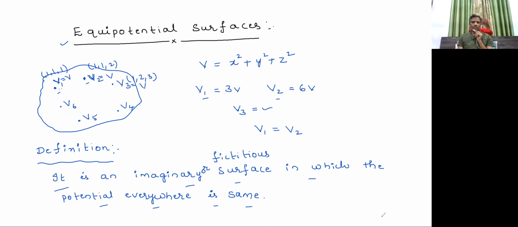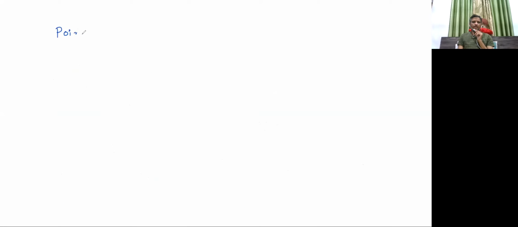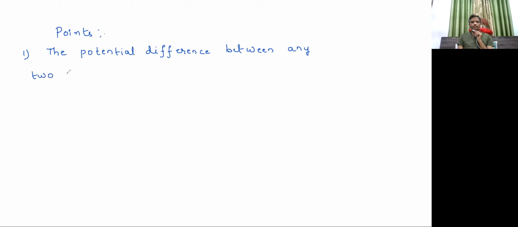So the first point that we have to write in equipotential surfaces is: the potential difference between any 2 points in an equipotential surface is 0. This is the first point.